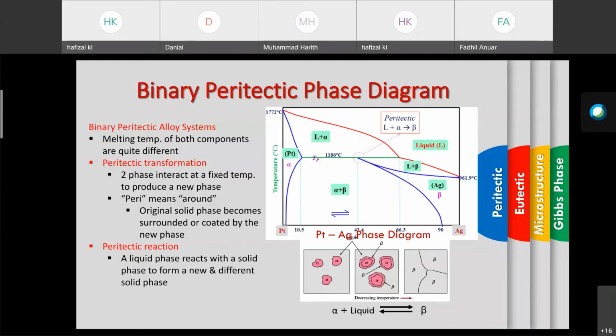So the alpha no longer exists at the point whereby the beta has surrounded it. The alpha is surrounded by beta and finally vanishes. Okay, along the way, this we call the peritectic line or peritectic composition at 1186 degrees Celsius. That temperature we call the peritectic temperature.